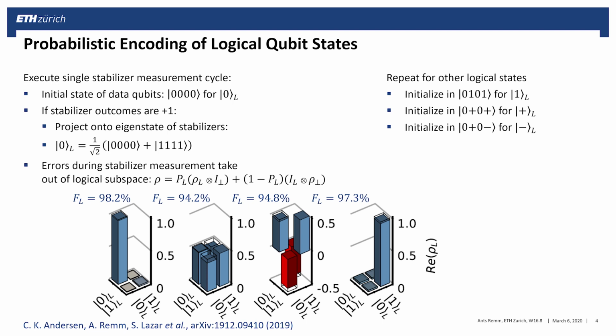We repeat the same procedure for the logical plus, minus, and 1 state, and in all cases we achieve a fidelity of our logical state above 94%. It's important to emphasize at this point that the state preparation is probabilistic in the sense that we only look at the data if the stabilizer outcomes are all +1.